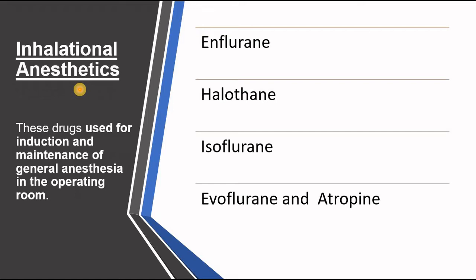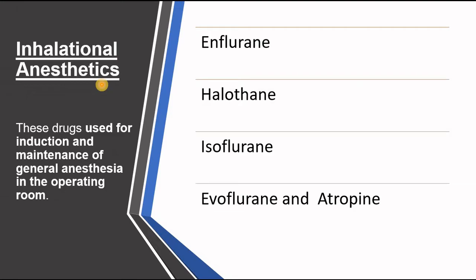If we look at the examples of inhalation anesthetic drugs, first is enflurane, halothane, isoflurane. These are in liquid form, but these drugs can be taken only by inhaling the smell of these drugs. So enflurane, halothane, isoflurane, sevoflurane and atropine. I hope friends this slide is also clear about the topic inhalation anesthetic.